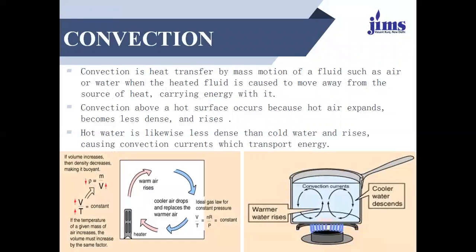Convection is heat transfer by mass motion of a fluid such as air or water when the heated fluid is caused to move away from the source of heat, carrying energy with it. So that will be the process of the convection which is associated with the heat transfer. Convection above a hot surface occurs because hot air expands, becomes less dense and rises. Hot water is likewise less dense than cold water and rises, causing convection currents which transport energy.